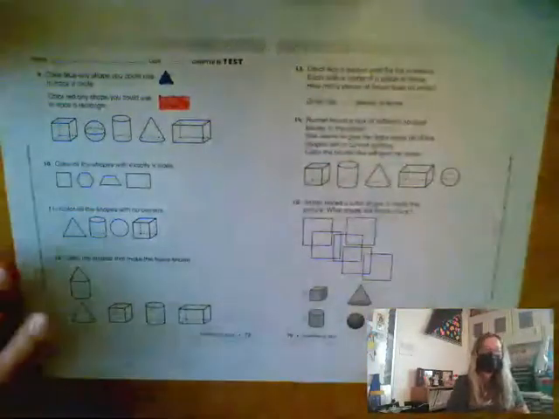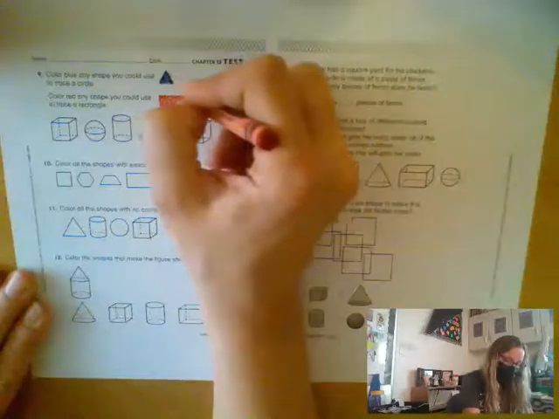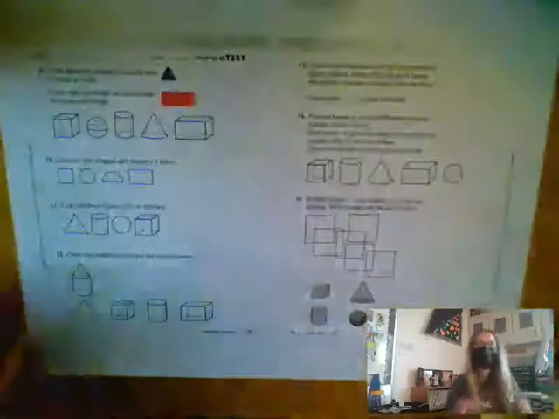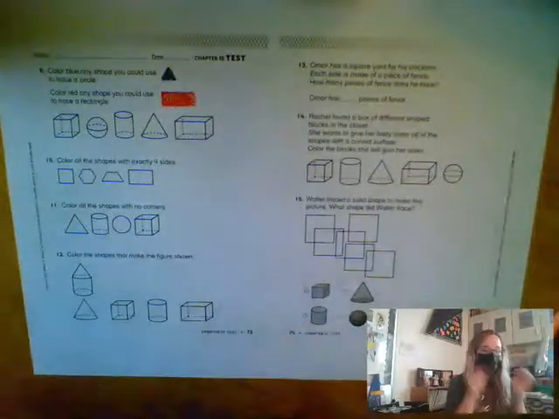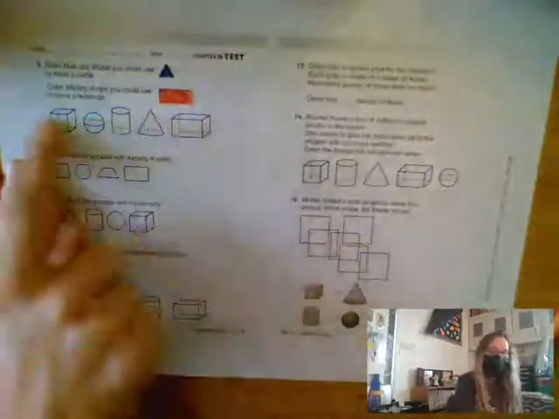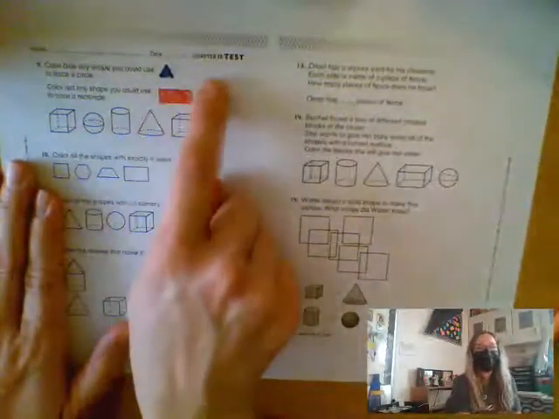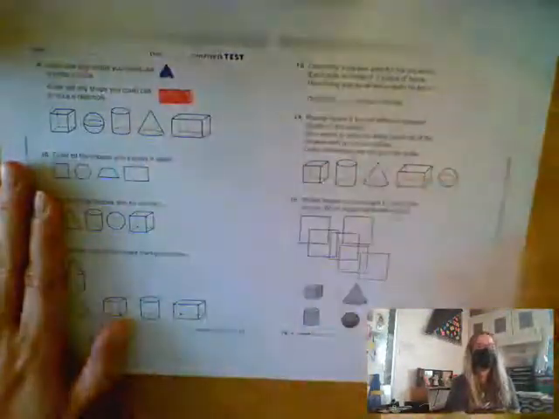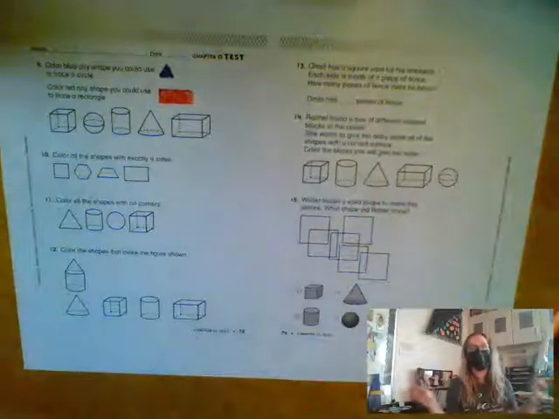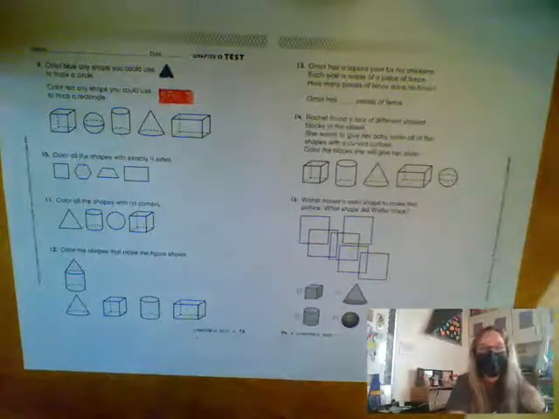So take a minute right now. If you could, remember how I would press the shapes into the Play-Doh? If you could make a triangle with it, color it blue. And if you could make a rectangle with it, color it red. And then if you couldn't make either, just leave it alone. Okay, so take a minute.